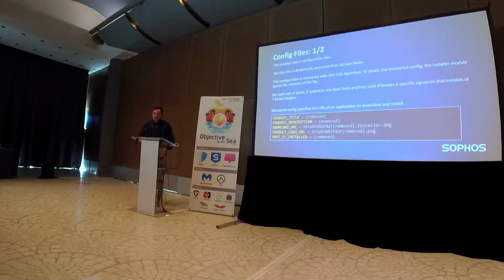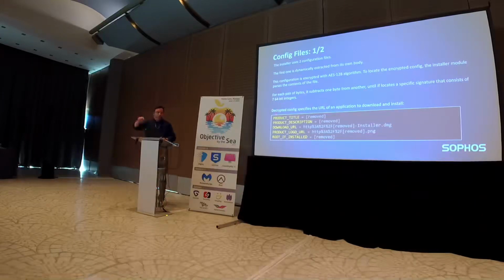Configuration files. There are two types of configuration files. One is dynamically extracted from its own body, and that configuration is encrypted with the AES 128 algorithm. To locate the actual encrypted configuration within its own body, it starts parsing the executable from the back up to the start, and for each two adjacent bytes, it calculates the difference between them and checks if that difference corresponds to a 64-bit integer. And if it finds it, then it says, okay, I found where that encrypted configuration is stored, it lifts it, extracts the AES key from it, and decrypts it.